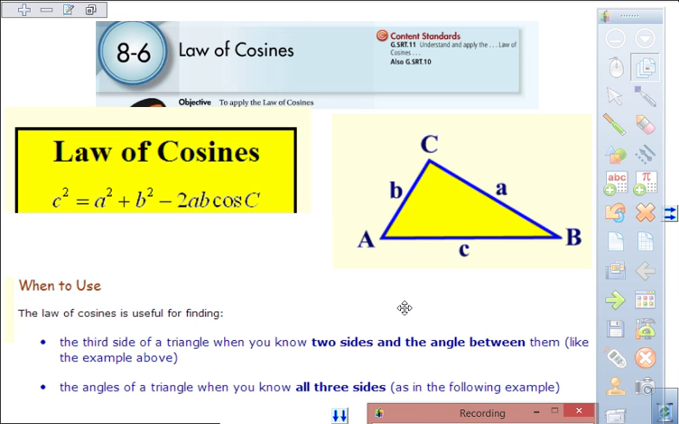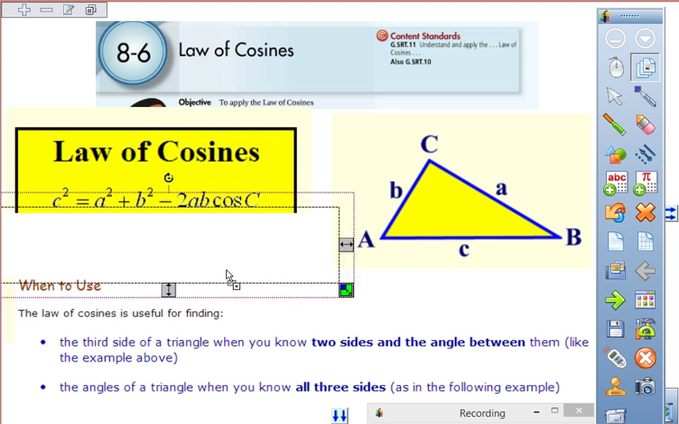Lesson 8.6, Law of Cosines. Today our objective is to apply the law of cosines. So on your note packet, you had a few more of these to look at.